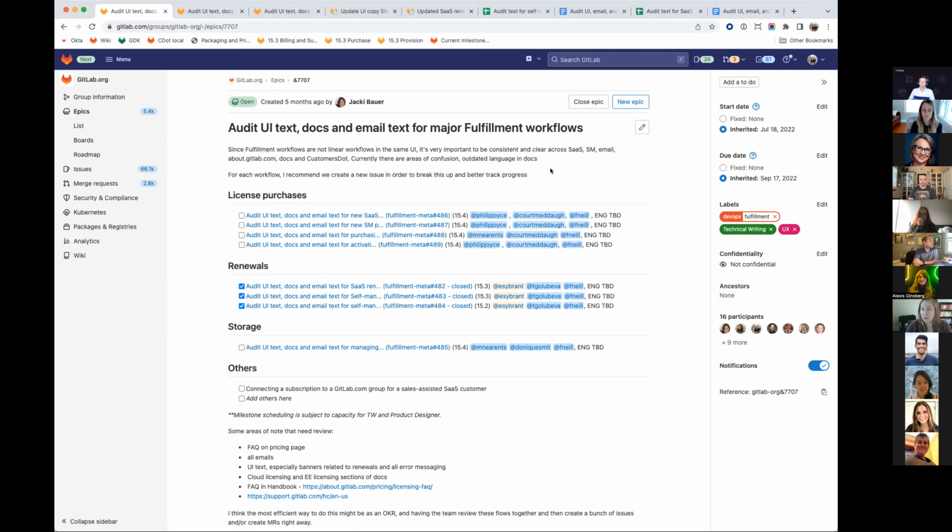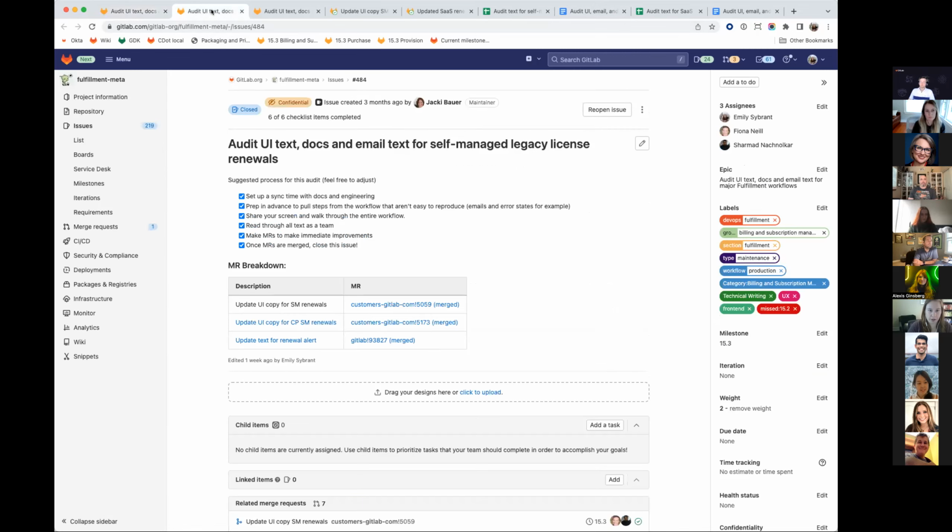And something that we've known for a while is there are a lot of areas where things are outdated and customers get confused. So Jackie opened this issue about auditing copy throughout each of these major workflows. Specifically, the ones I'm going to talk about today are the renewal flows.